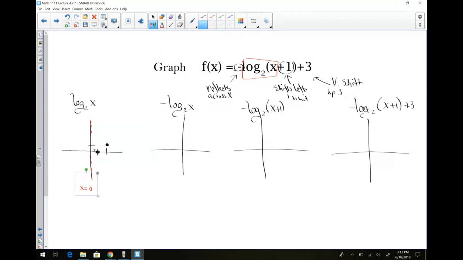And wait, how did I get that so fast? Remember, always 1, 0, and then b, in this case our base is 2, and then 1. So 2, 1. And of course, below the x-axis, I'm going to go close to the asymptote, and above the x-axis, I'm going to go away from the asymptote.